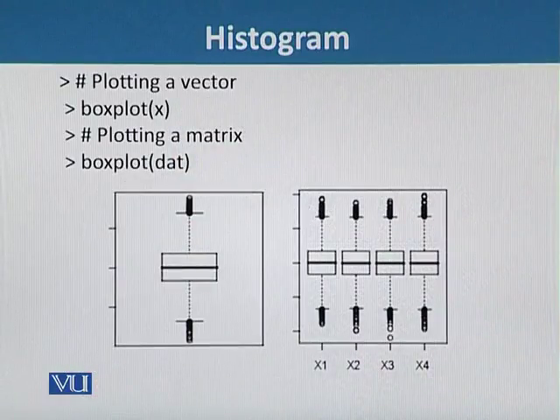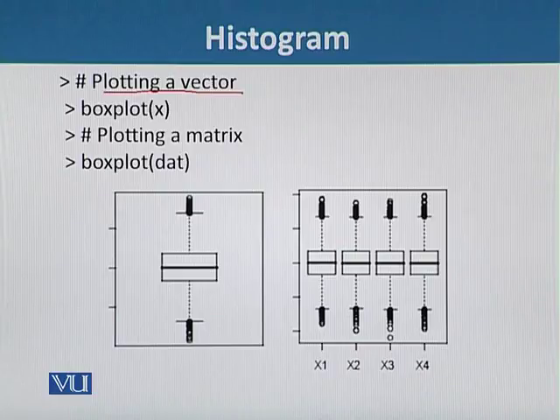So if we want to generate a histogram, we can write the program like this one, plotting a vector. Then we generate a box plot, and this is with the default setting. We know that in this default setting we have only 10 histogram bars combined, and one box plot will be generated.